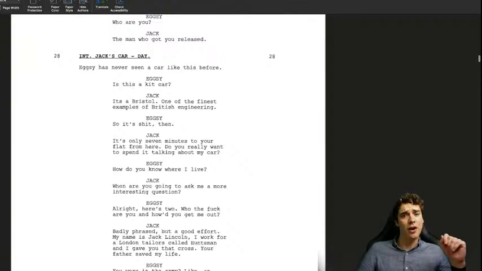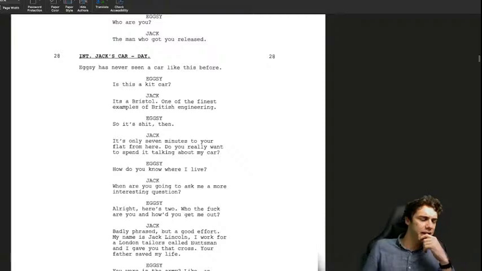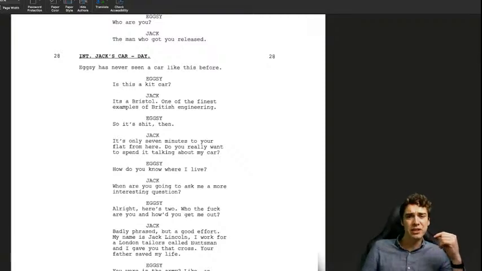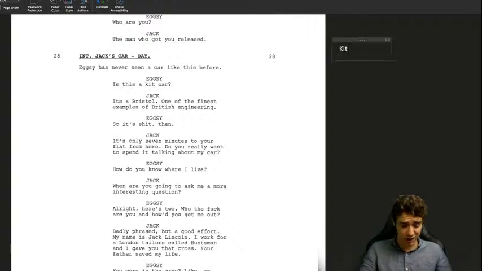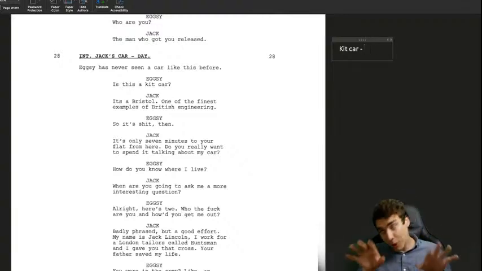Is this a kit car? A kit car is like a car that you build yourself, apparently. I had to look this up because I don't really know a lot about cars. So 저는 자동차에 대해서 잘 몰라가지고 저도 이 표현 검색해봐야 됐어요.